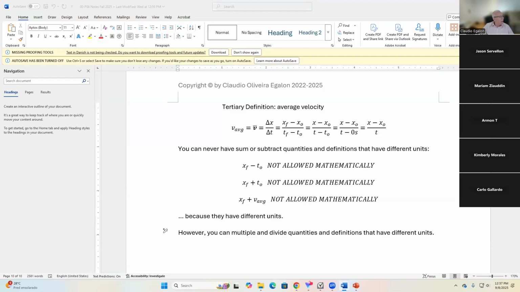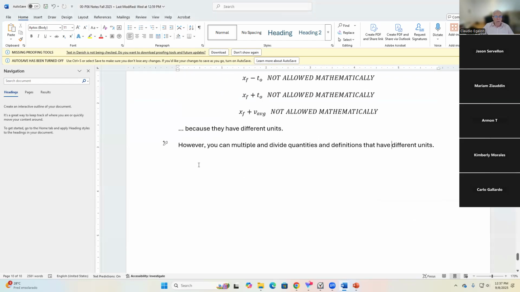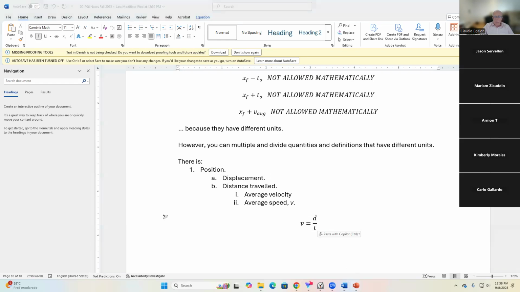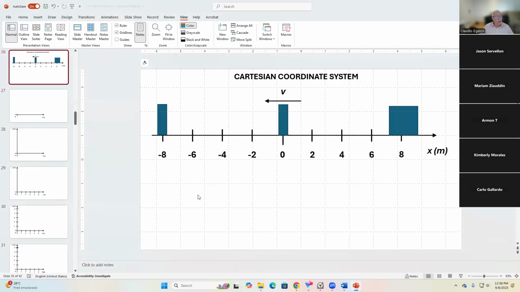Going back to the progression of terms, the progression of the definitions, the progression of the quantities. We have the position, we have the displacement, and the displacement is at the same level as the distance traveled, okay? We have the average velocity and we have the average speed here. That's the definition of average speed. We did the examples right in here.